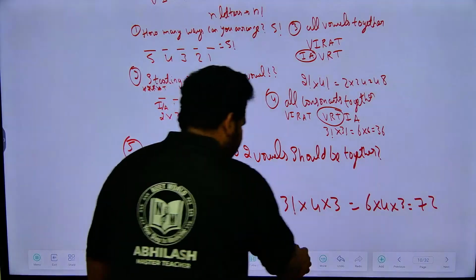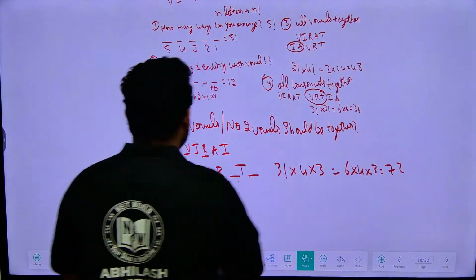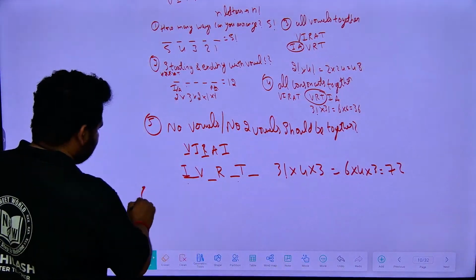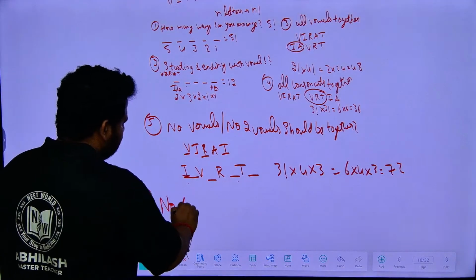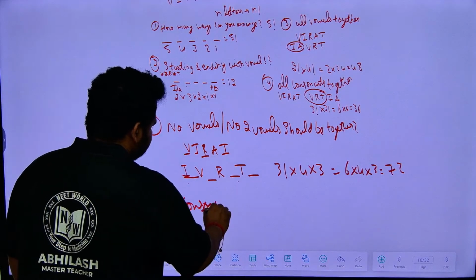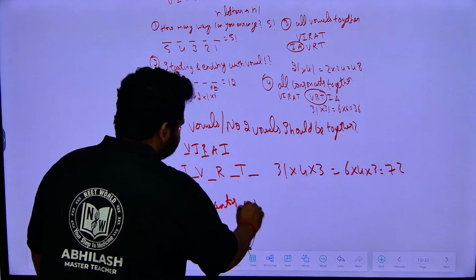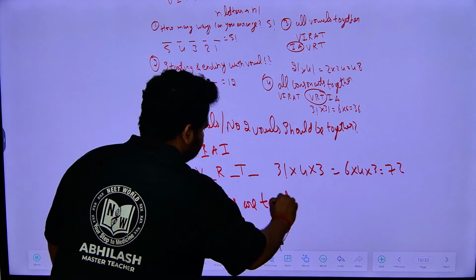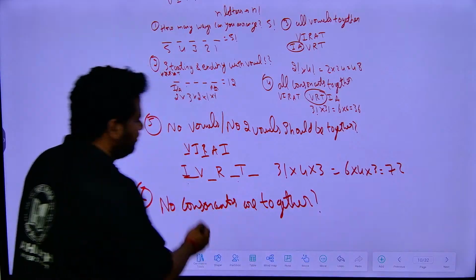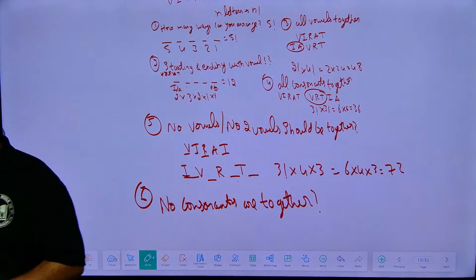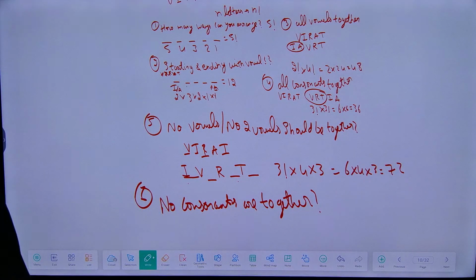Now, next question you can expect, the next question is what? No consonants are together. This is my question. Same letter or the same word, Virat. No consonants are together. What you will do? 3 factorial, yes, correct, Kaushik.